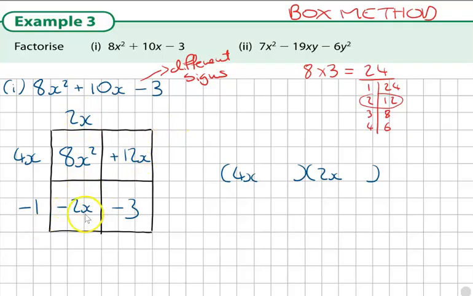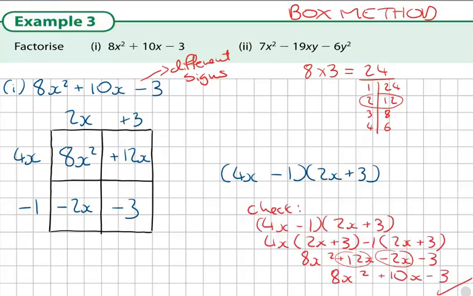So then 2x divided by minus 2x is minus 1. So minus 1 goes there. So I've got 4x minus 1. And then 12x divided by 4x is 3. So 3 goes there. So I have 2x plus 3 is my second factor. And I can check and I get back to the start so I know I'm right.